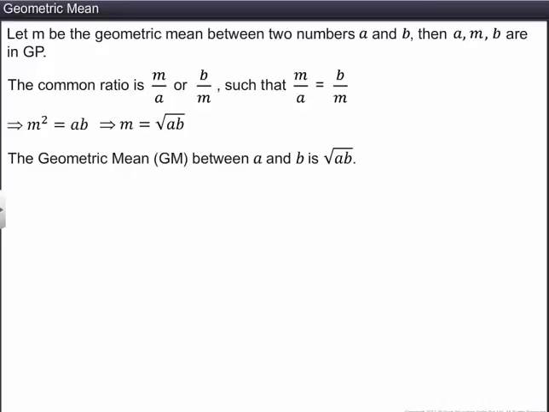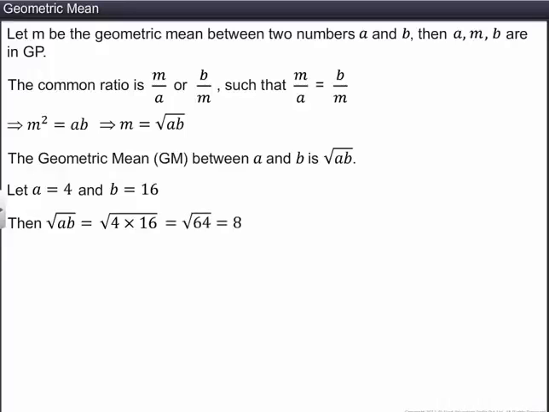Let a be equal to 4 and b be equal to 16. Then, the geometric mean m between them is given by the square root of 4 into 16. This is equal to square root of 64, which is equal to 8. Hence, we can say that 4, 8 and 16 form a geometric progression.